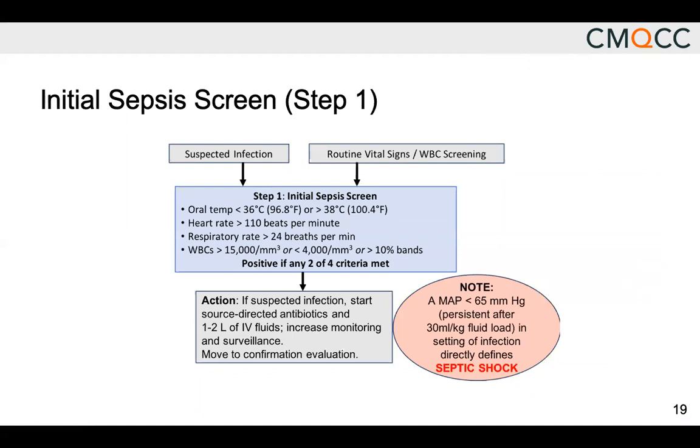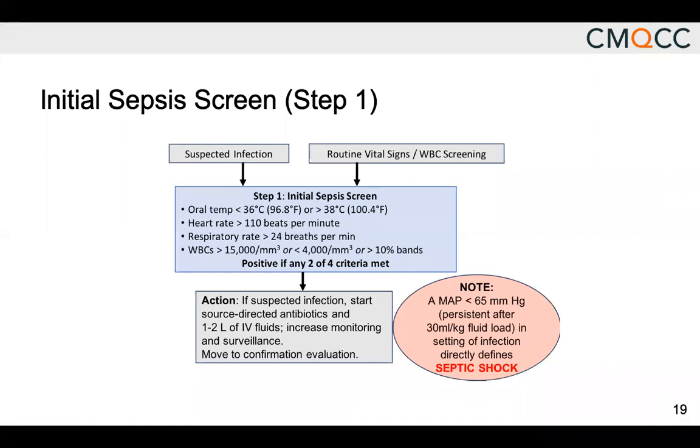Now the next step is a critical one. If you suspect infection and you have a positive screen, you start antibiotics. This is classically the case for chorioamnionitis. Start antibiotics and you give some fluid, 1 to 2 liters of fluid. You increase monitoring and surveillance. And importantly, you move to do the confirmatory step, the confirmation step for sepsis itself.